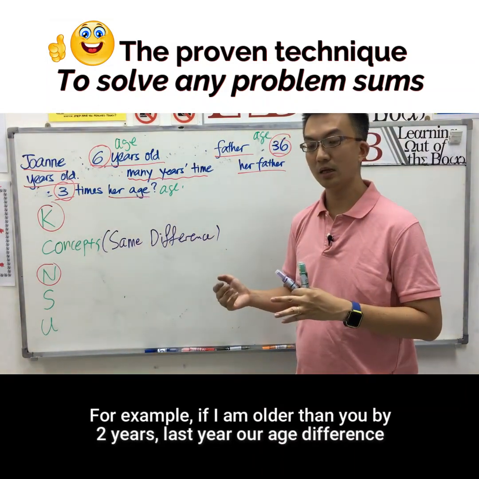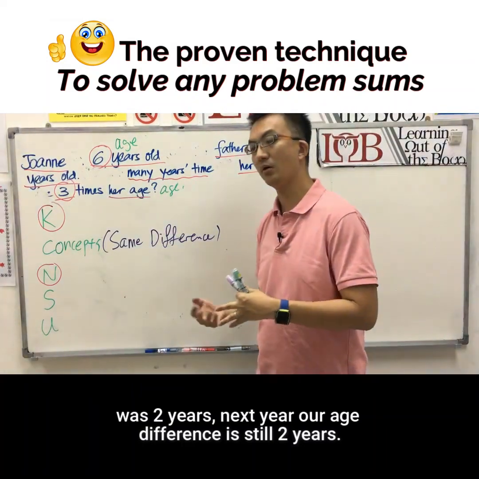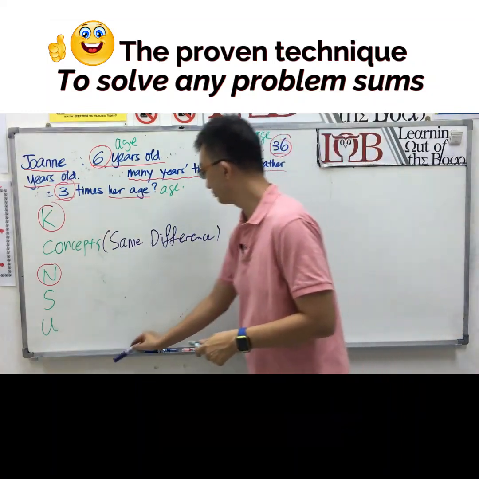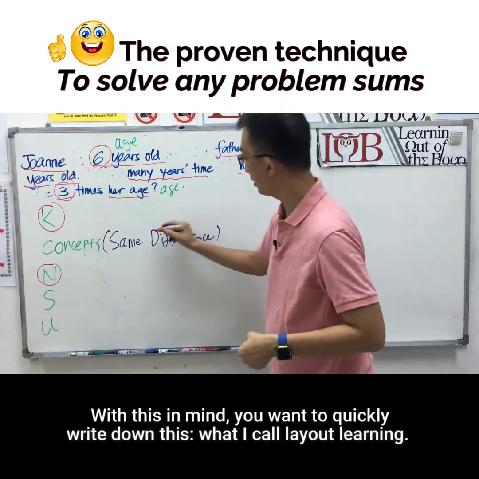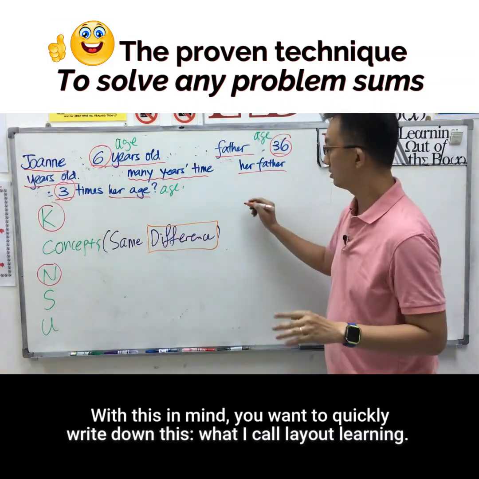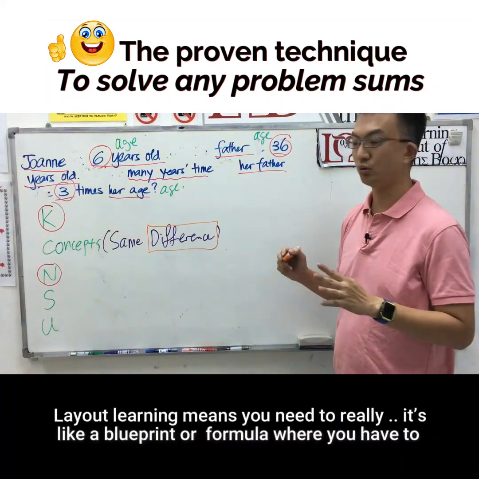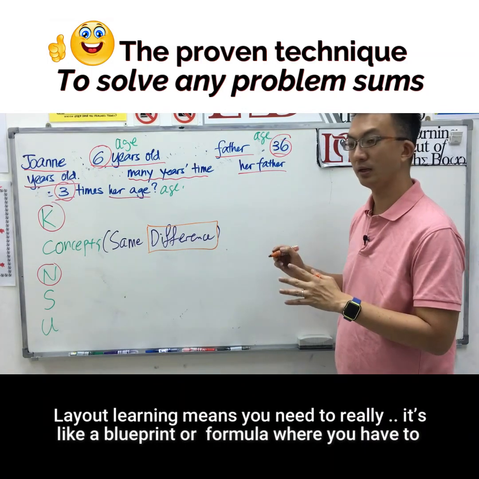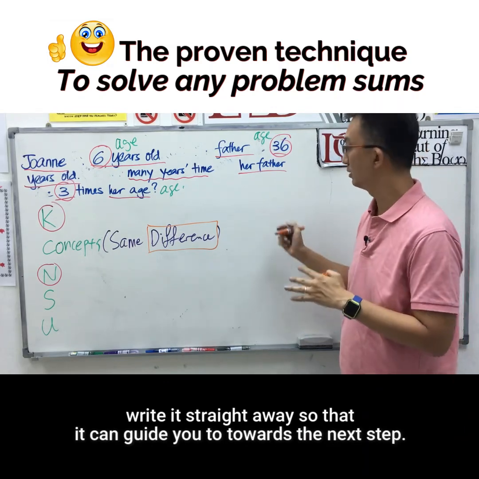last year our age difference was 2 years. Next year our age difference is still 2 years. Okay. Now with this in mind, you want to quickly write down what I call layout learning. Layout learning means it's like a blueprint or formula, where you have to write it straight away so that it can guide you towards the next step.